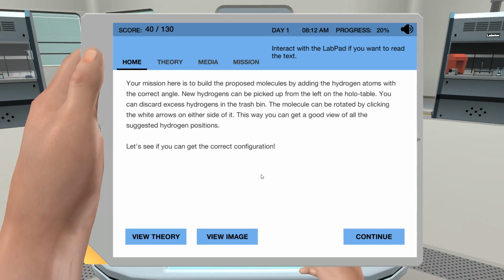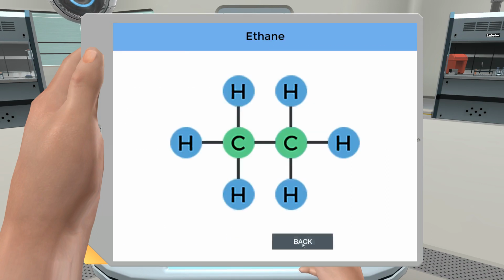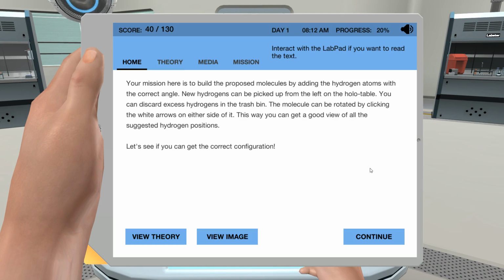Your mission here is to build the proposed molecules by adding the hydrogen atoms with the correct angle. New hydrogens can be picked up from the left on the holo table. You can discard excess hydrogens in the trash bin. The molecule can be rotated by clicking the white arrows on either side of it. This way you can get a good view of all the suggested hydrogen positions.